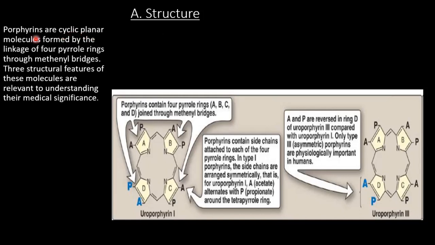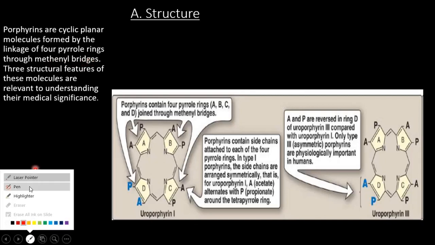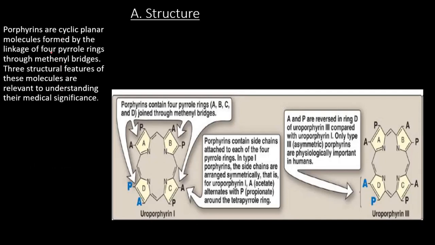They are cyclic planar molecules formed by linkage of 4 pyrrole rings through methenyl bridges. Now, let me take a pen and please note that in porphyrins, the pyrrole rings are usually linked by these bridges, the methenyl bridges. Unlike in a corrin ring, remember the corrin found in cobalamin, where the pyrrole rings are linked directly. Here you can see this one is a pyrrole ring, and this is the methenyl bridge, this one here.